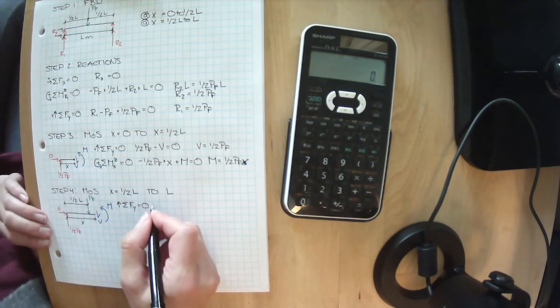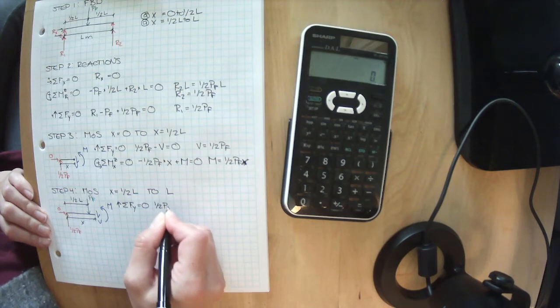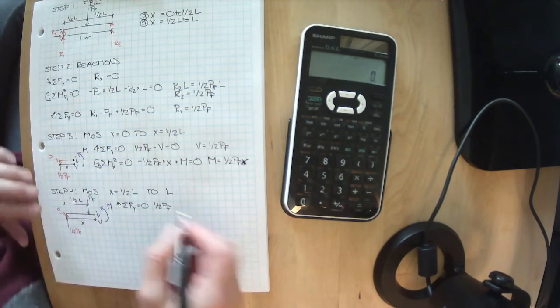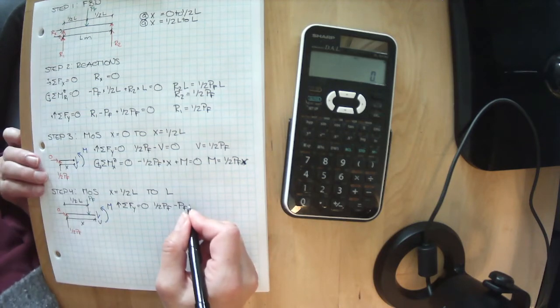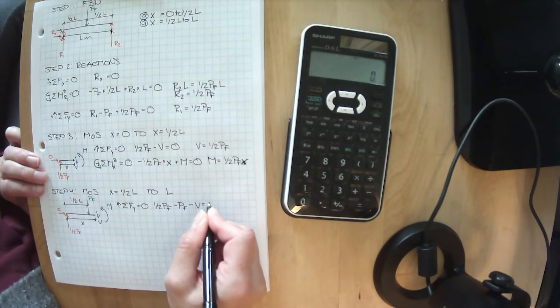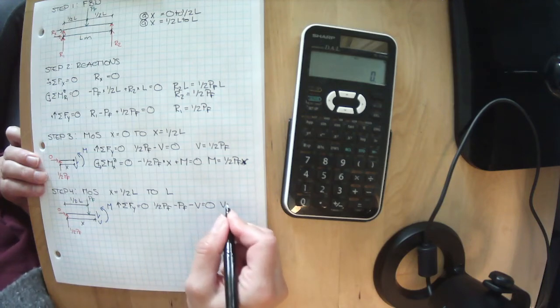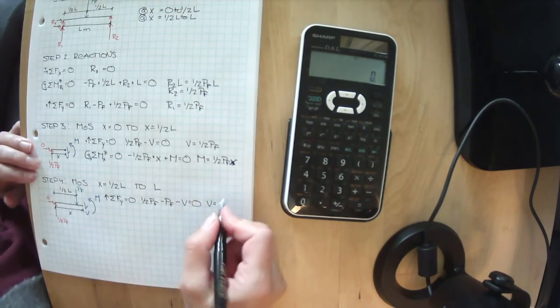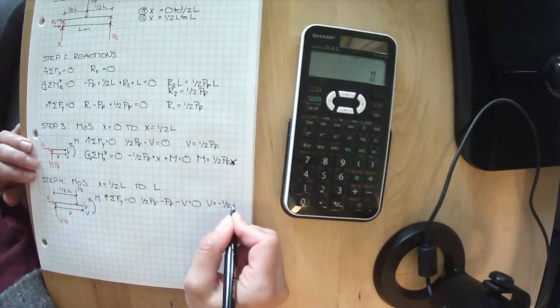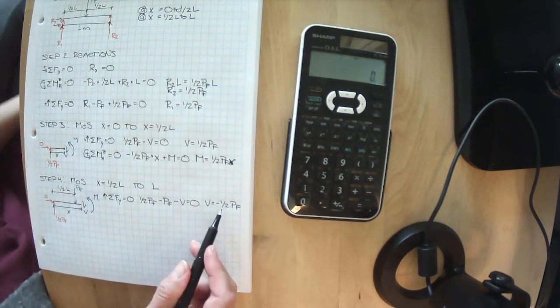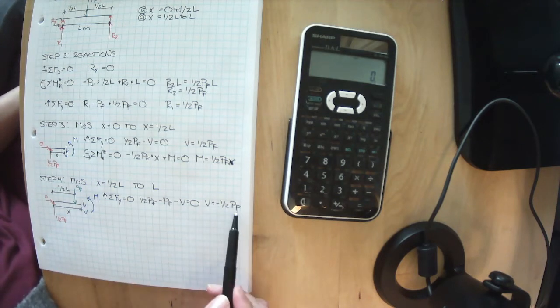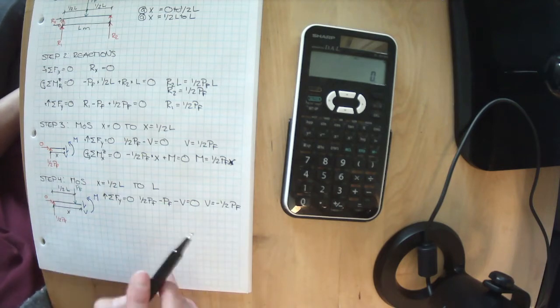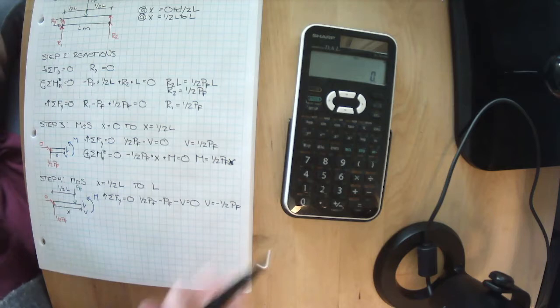We've got 1/2 PF going up, and we've got PF going down. And we have our unknown shear going downwards. If we rearrange this, V equals minus 1/2 PF. That matches what we saw in our example with numbers. It was minus 10, or a negative half of 20 kilonewtons everywhere on its length on that side of the beam.